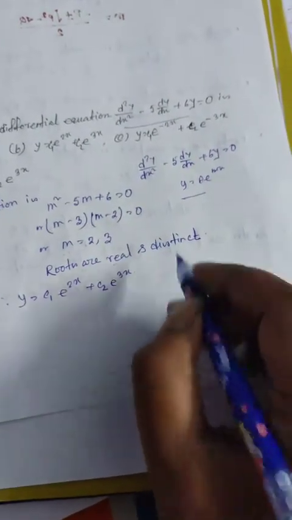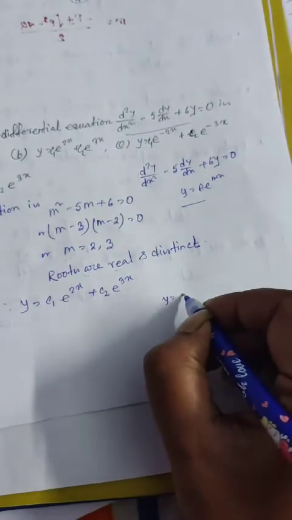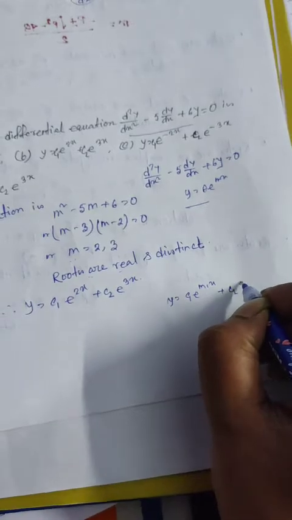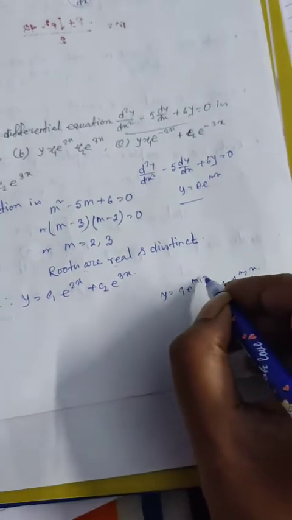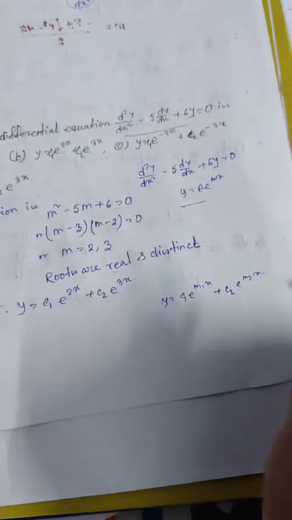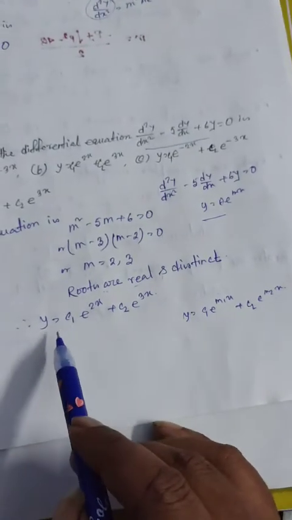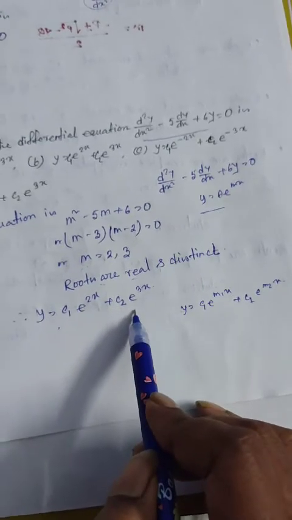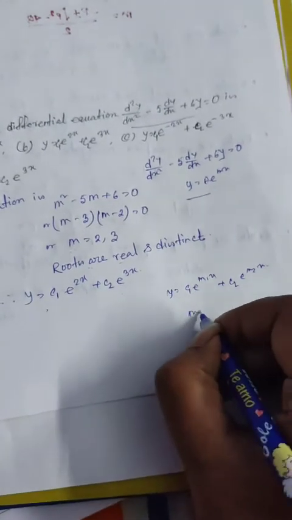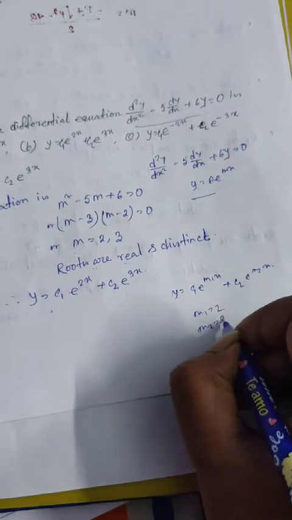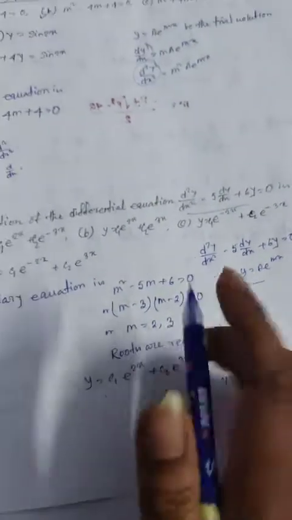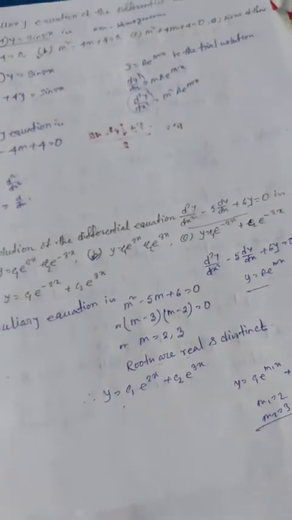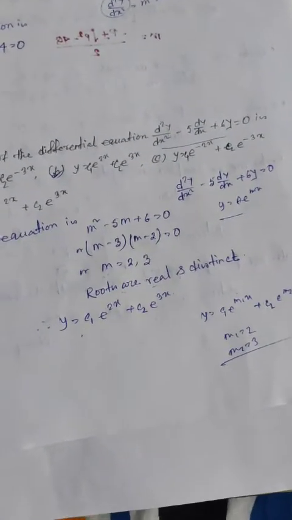So here the solution will be of the format y is equal to c1 e to the power m1x plus c2 e to the power m2x. As we take m1 is equal to 2 and m2 is equal to 3, we can say that y is equal to c1 e to the power 2x plus c2 e to the power 3x. Here also you can say that option B is correct. So I hope you understand, and this is also a question for 1 mark.